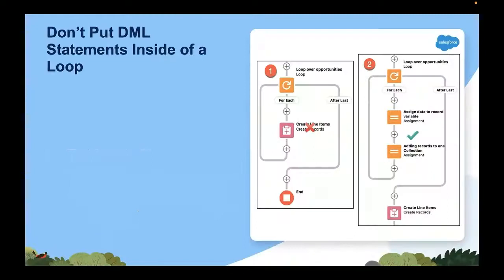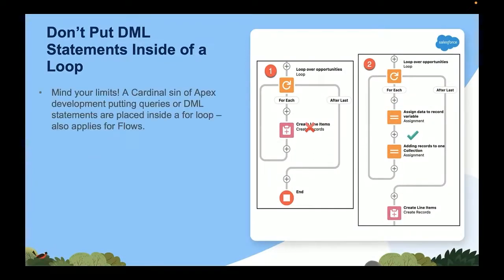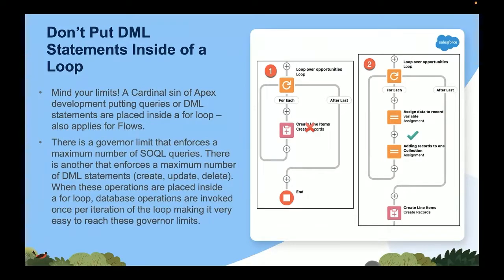It's time for bonus tips. Never ever put a DML statement inside the for loop. This is one of the biggest mistakes. If you look at the first screenshot, I am creating line items inside the for loop. This is a very bad practice. Why? For example, if your loop contains more than 150 records, then at the 150th record, this will give you a DML exception, the 150 exception.